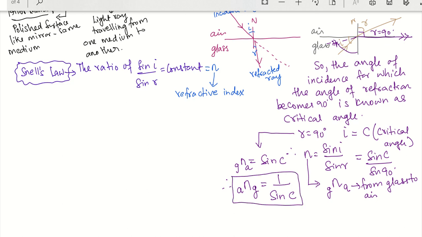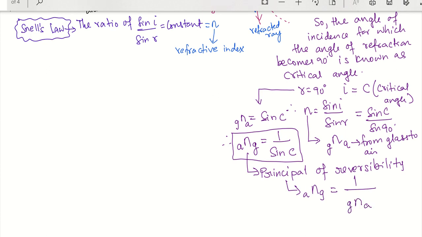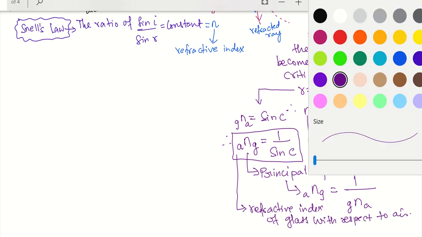This one is also known at times as the principle of reversibility. And this says that n from A to G is equal to 1 by n from G to A. So this statement also means the refractive index of glass with respect to air. So this is one part of that.